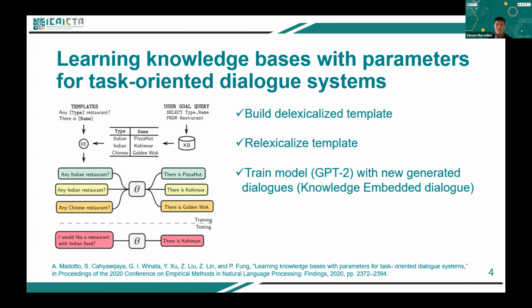After the template is created, it will be lexicalized with the data in the knowledge base. For example, it will be embedded with the knowledge base here in the table in the middle: type is Italian, name is Pizza Hut, type is Indian, name is Kohinoor, and so on. So new data is created, and this new data is used to train the models. In this paper, GPT-2 models are used to generate the dialogue system.